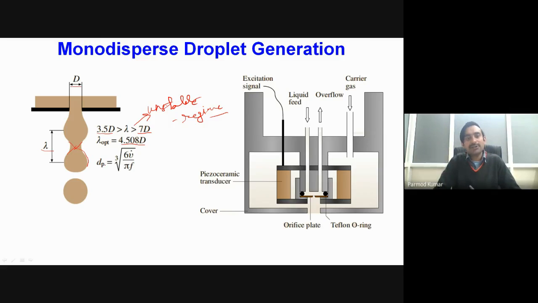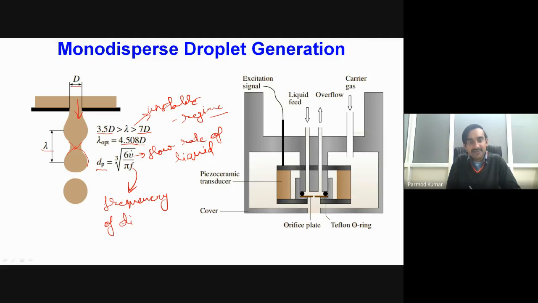The diameter of this droplet is the cube root of 6 times V dot divided by pi times f, where V dot is the flow rate of liquid. This is the rate at which liquid is coming through this nozzle, and f refers to the frequency of disturbance.